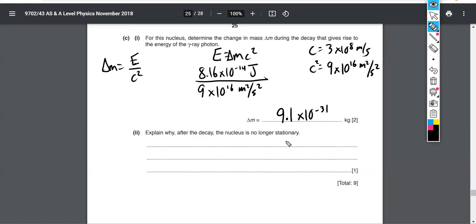Explain why after the decay, the nucleus is no longer stationary. We talked about how in rocket science, a rocket sitting on a launch pad has 0 momentum. And yet we know the rocket will lift off and start developing momentum. How can we explain that? Some of the rocket makes it into outer space, because it leaves a lot of the rocket behind as exhaust gases, right?